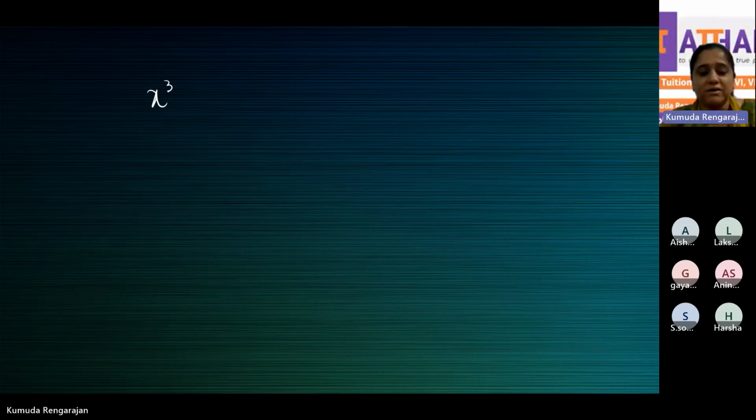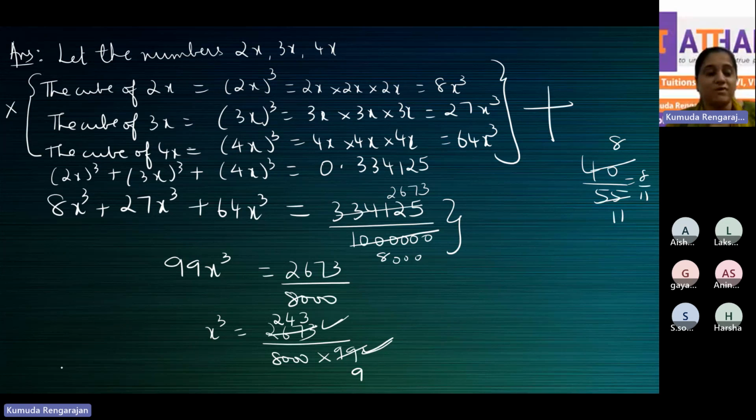243 by. Okay, can this be simplified further? I think in the tables of 3. That means 2673 is divisible by 99 itself. So on simplifying, we get 27 by 8000. See, further we can simplify 9 and 243.